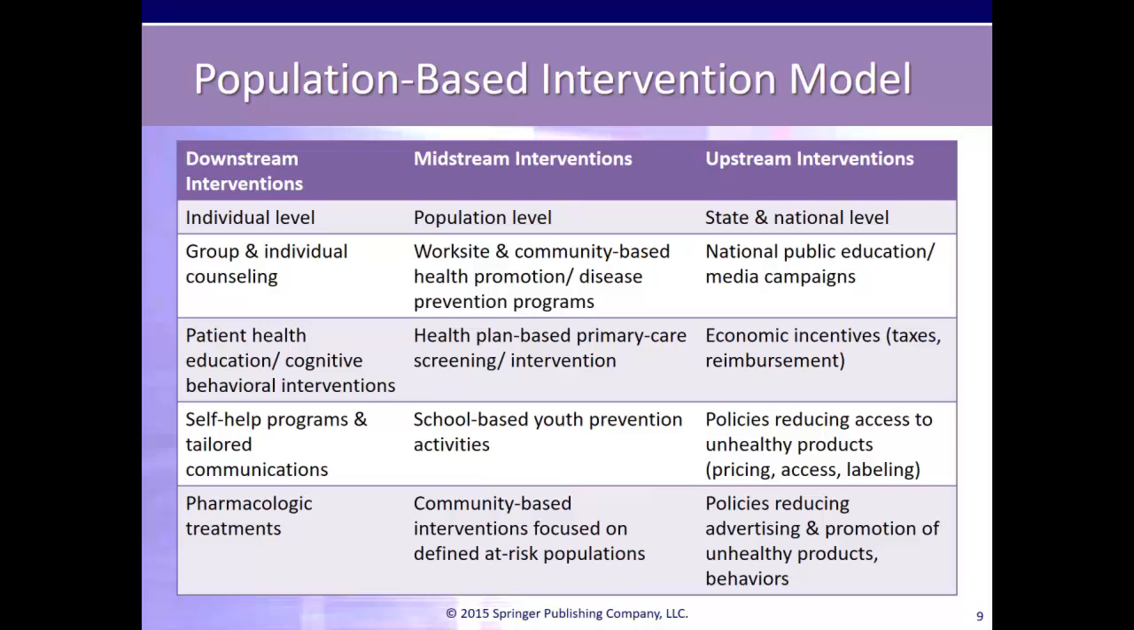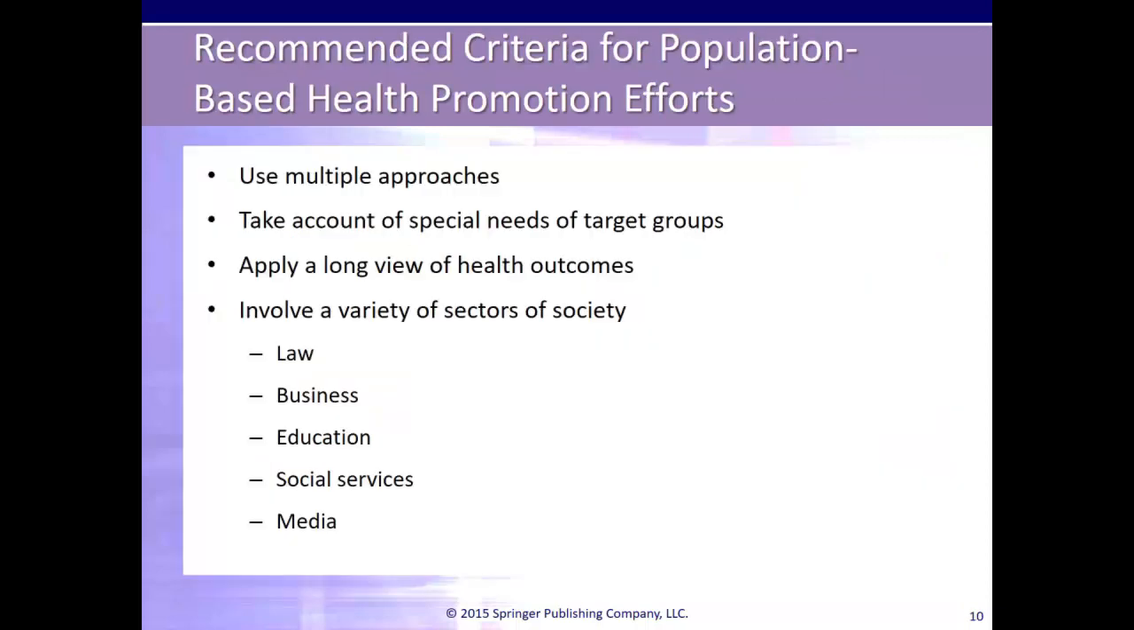The population level looks at smoking at a community level with midstream interventions to prevent youth tobacco use and 24/7 smoking bans in schools. Upstream interventions are tobacco taxes and raising the age to purchase cigarettes. As we consider how to change health-related behaviors, it's important to consider that behavior is complicated, so multiple approaches are needed, and these approaches have to be tailored to the population served.